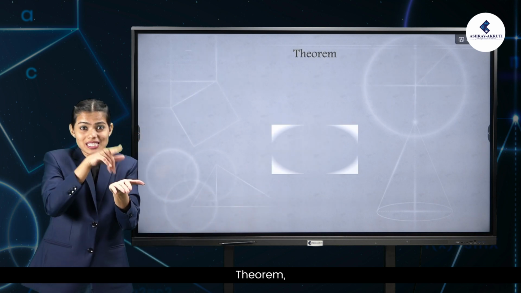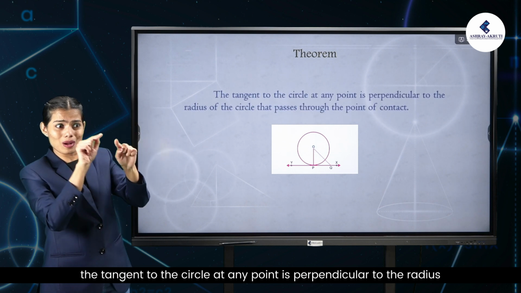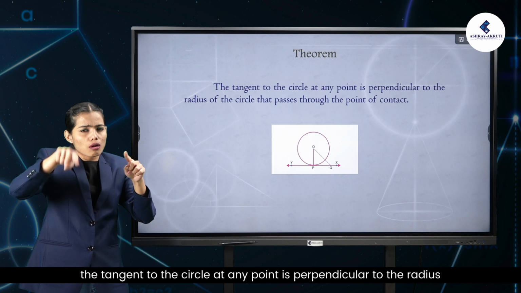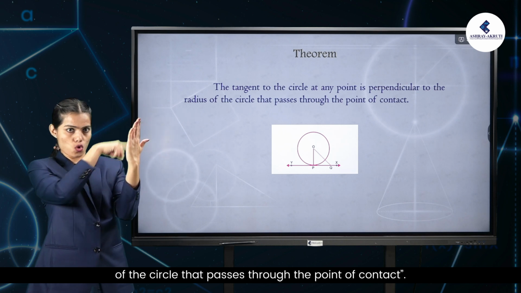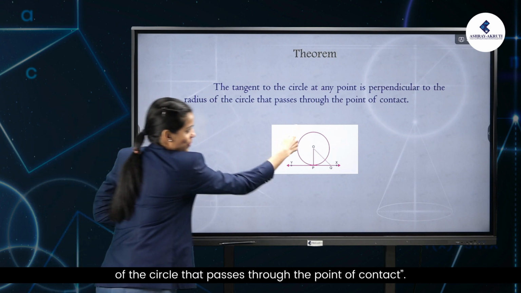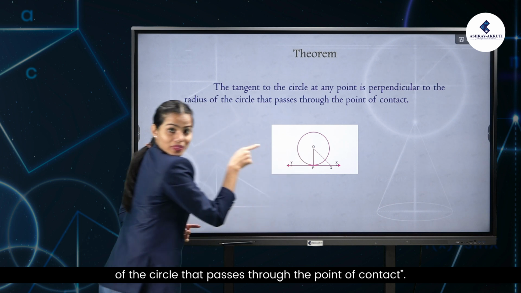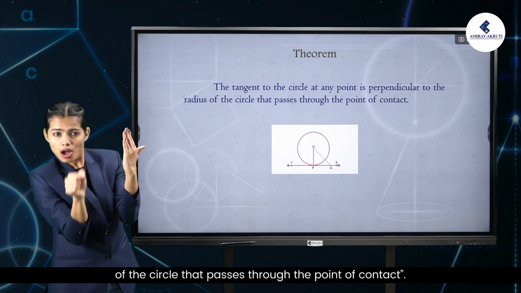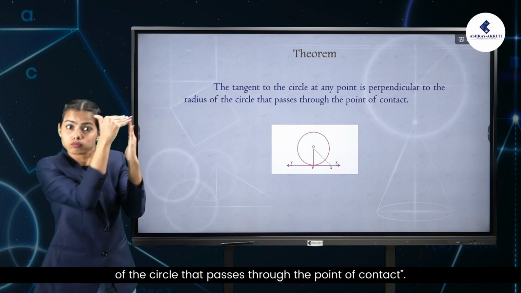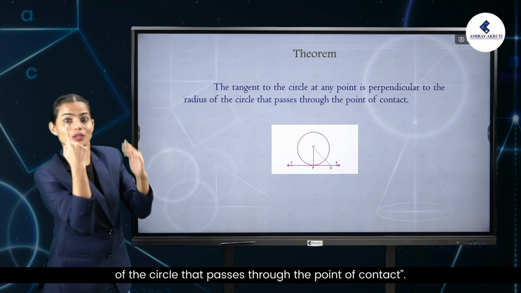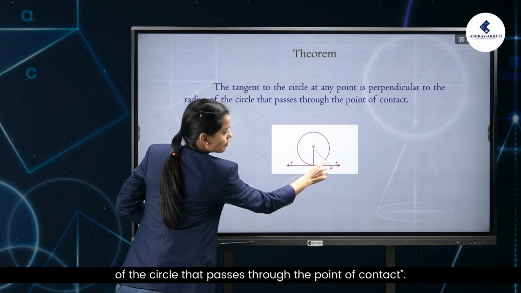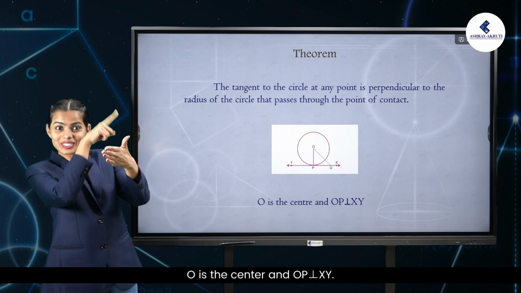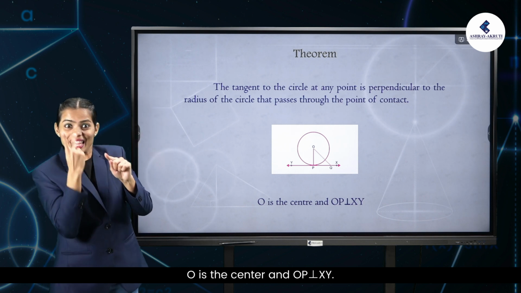Theorem. The theorem states that the tangent to the circle at any point is perpendicular to the radius of the circle that passes through the point of contact. Here, O is the center and OP is perpendicular to XY.